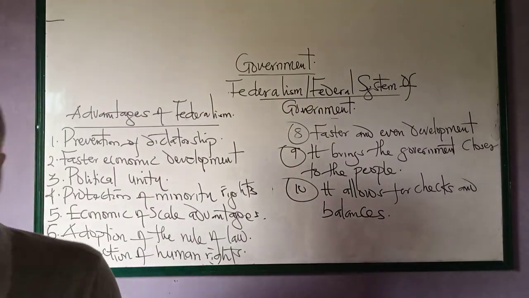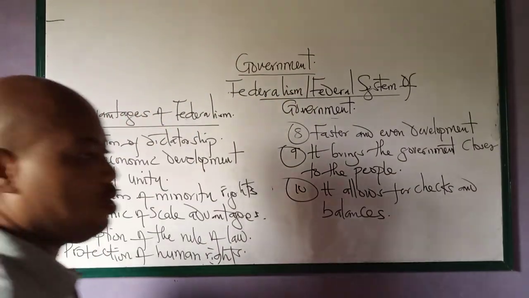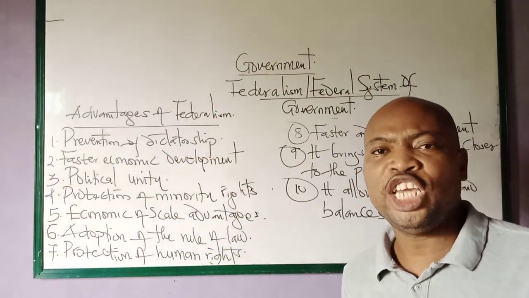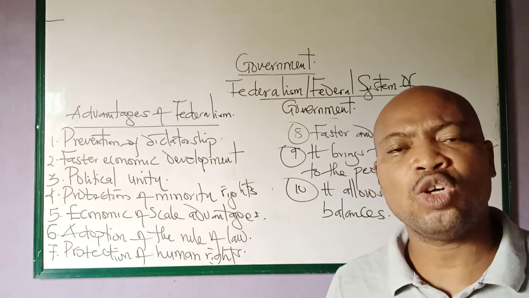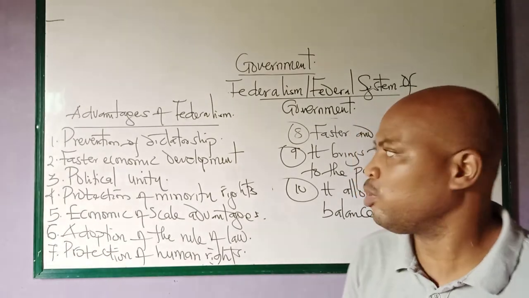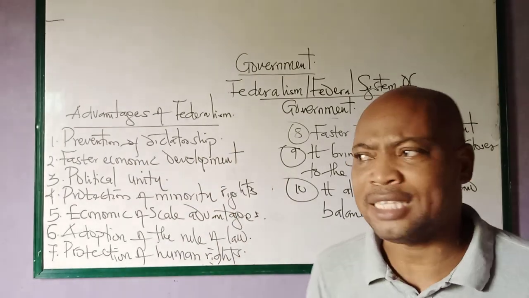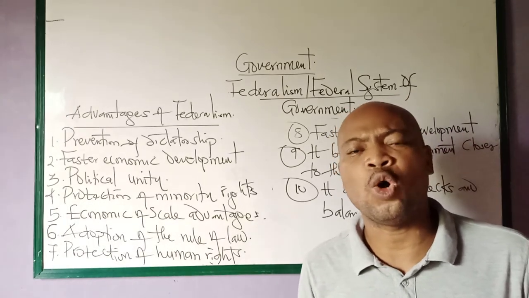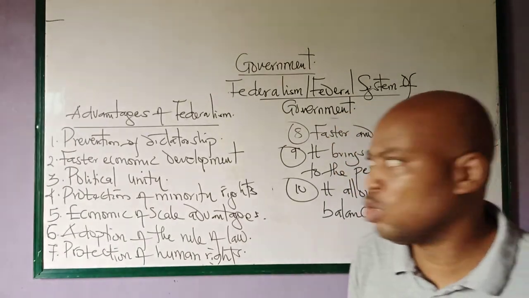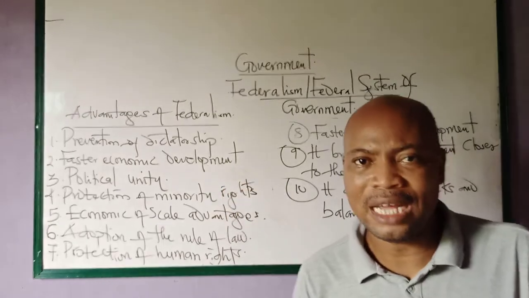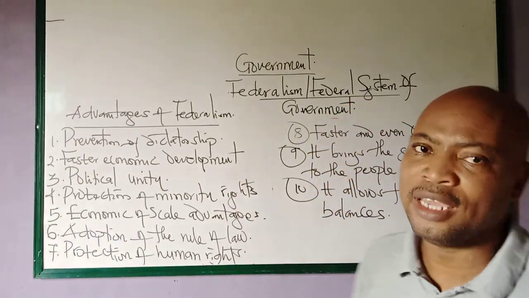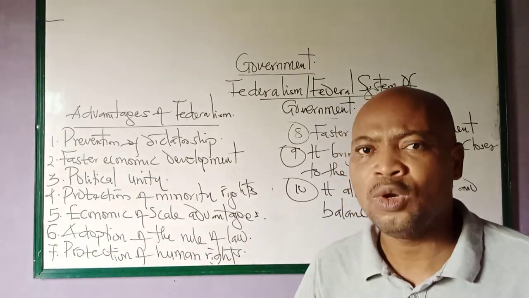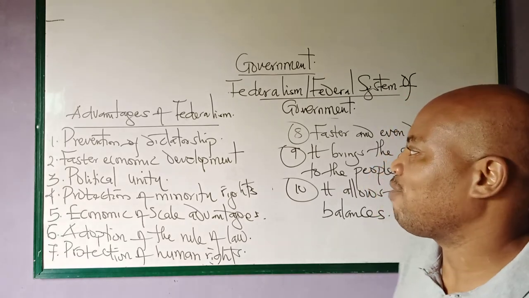So let's talk on this number 10. So what are the advantages of federalism? We said number 1, prevention of a dictatorship. That is, in a unitary system of government, there is the concentration of power in the central government. But under federalism, it is not like that. So federalism prevents the act of dictatorship or an authoritarian regime in a country. Then faster economic development. A country that adopts federalism, because of the advantage of economy of scale, you discover that it grows faster. We have faster economic development.